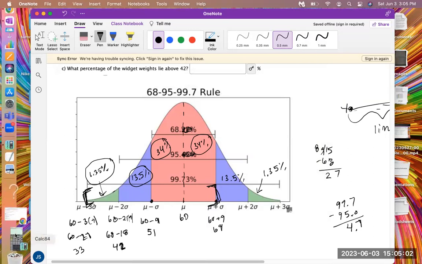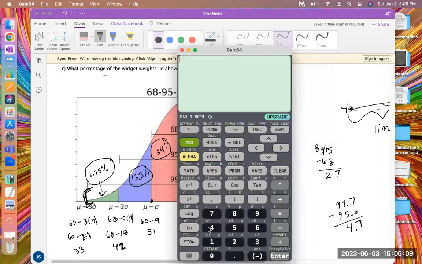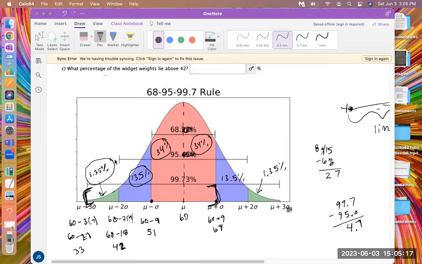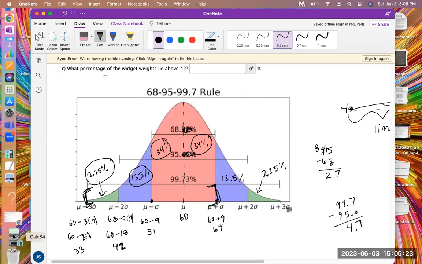Anyway, so that would change our answer. I do 4.7 divided by 2 because there are 2 little green areas on both sides. So 4.7 divided by 2 is 2.35. So this area is 2.35, and so is this side, 2.35. So let's try that one more time.